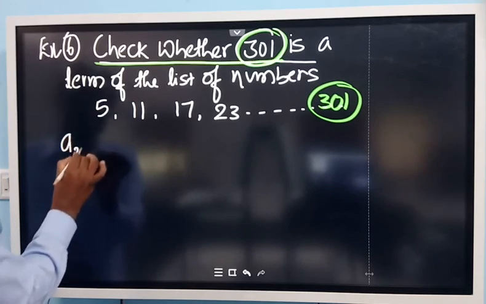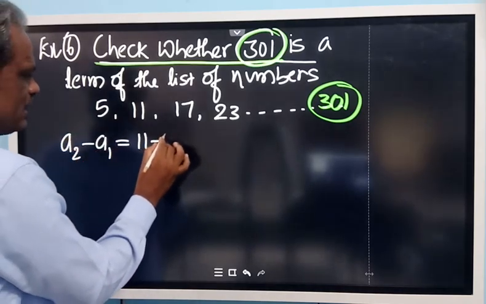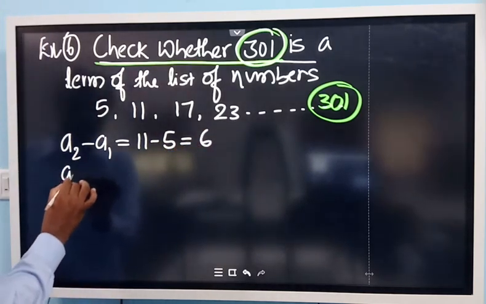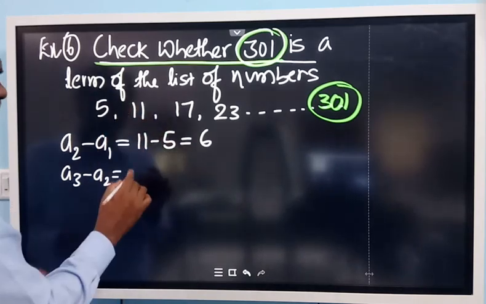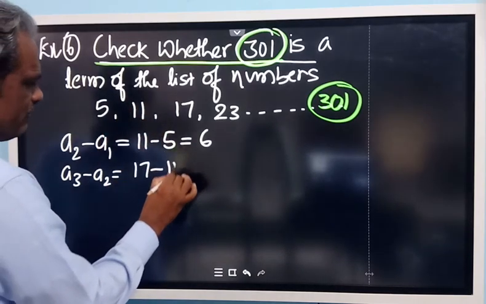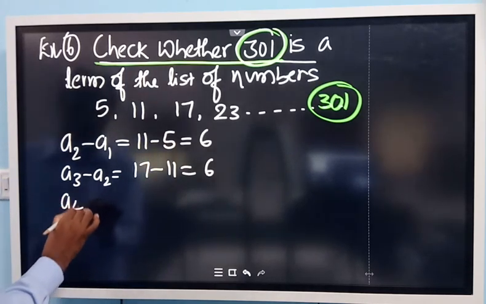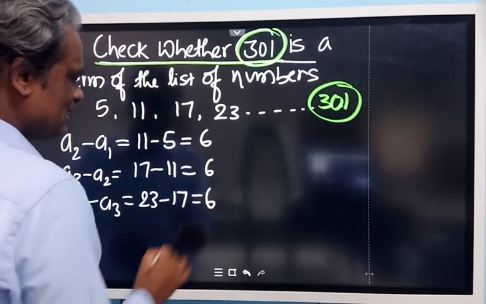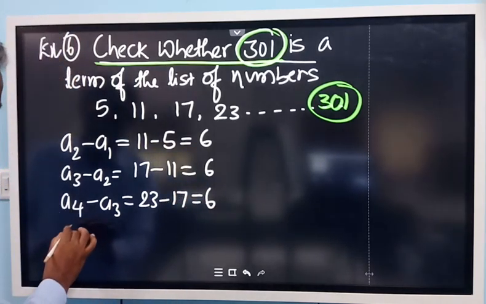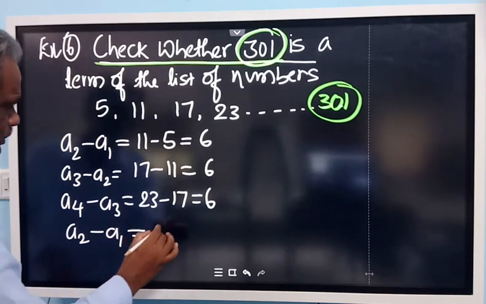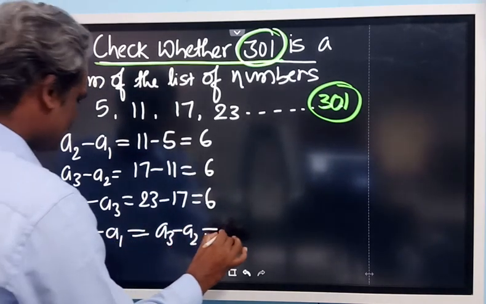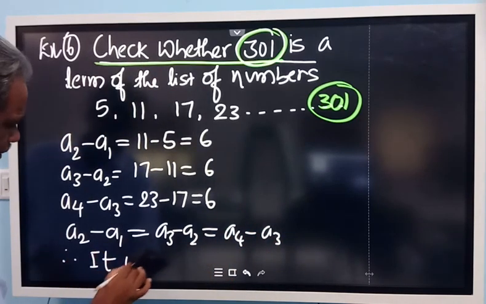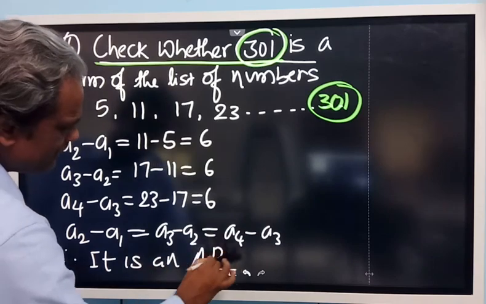So find the difference. A2 minus A1 is 11 minus 5. What is the answer? It is 6. Then A3 minus A2, third term minus second term, 17 minus 11. It is 6. A4 minus A3, 23 minus 17, it is again 6. So look, the common difference is the same here. A2 minus A1 is equal to A3 minus A2 is equal to A4 minus A3. So it is an AP. You have concluded that it is an AP.